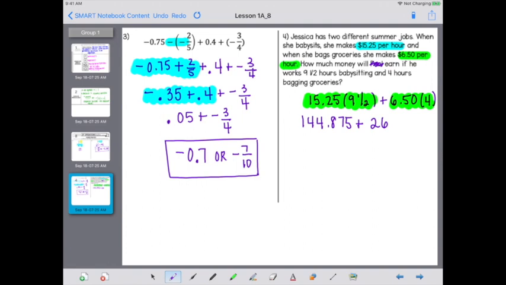When you combine those together, they're going to add up to 170.875. But remember, you're finding out how much money. So you always want to make sure you're answering the question. So she's going to make $170.88 because you're going to round your 7.